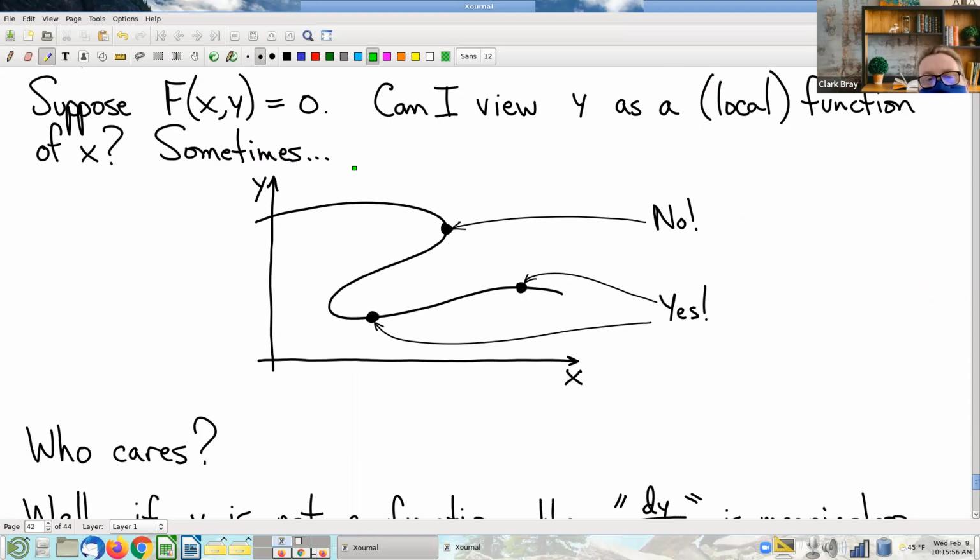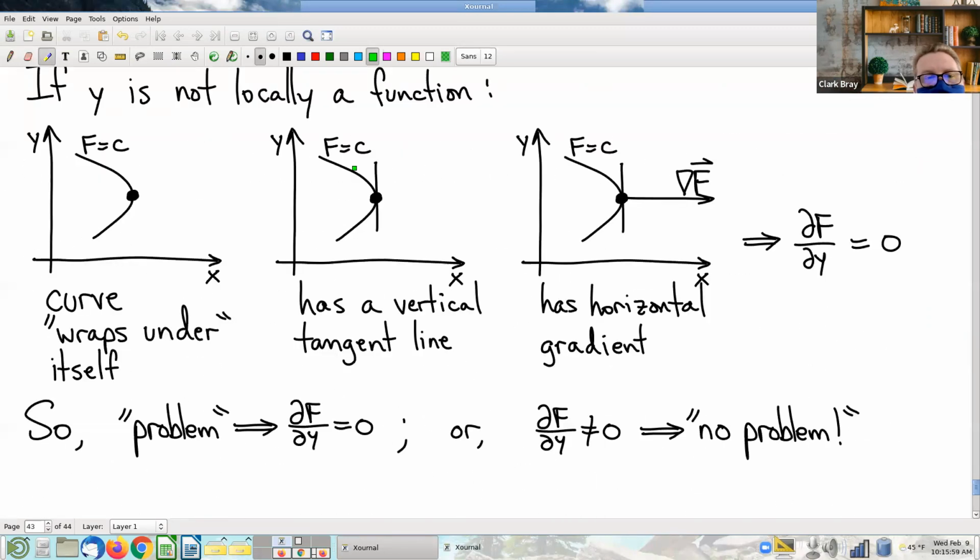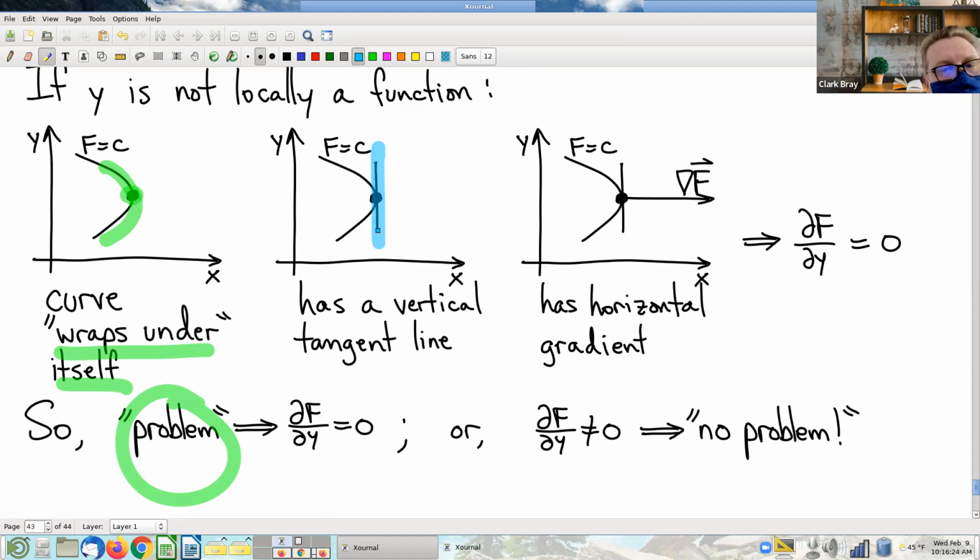So we talked last time that you can argue as follows, roughly speaking. If you've got a problem, that problem is going to come in the form of the function being in the process of wrapping under itself. By the way, I'm leaving out all the formalities here. I want to give you all an intuitive point of view on what's going on with this theorem. So that's what a problem looks like. And then notice, well, yeah, but that would mean we have a vertical tangent line. And then that would mean that the gradient, keep in mind, I forgot to remove this.